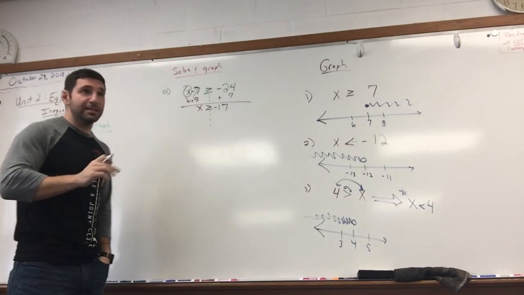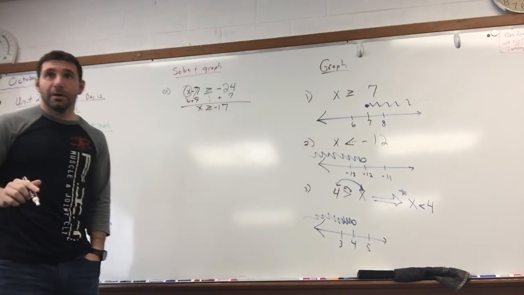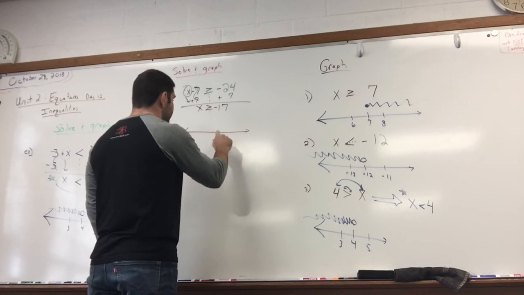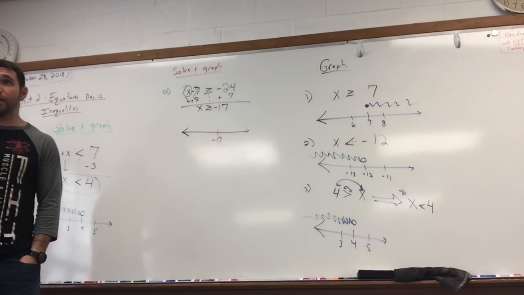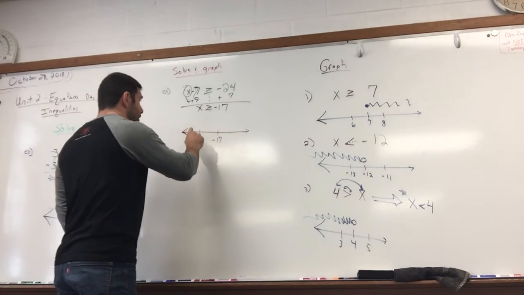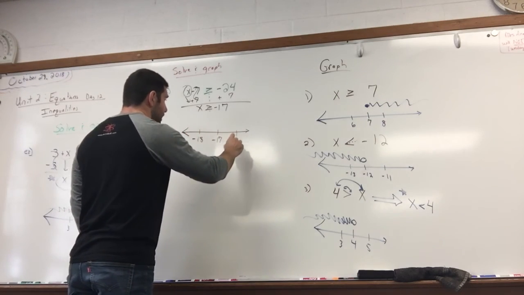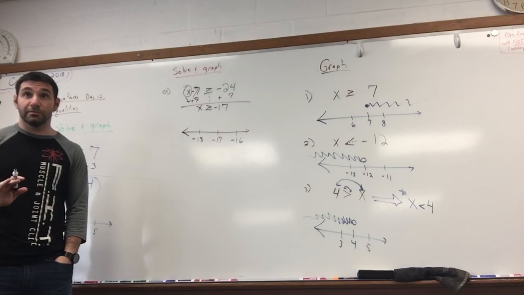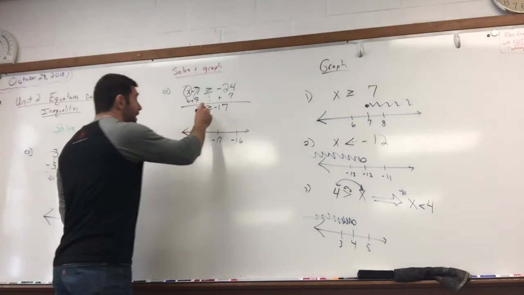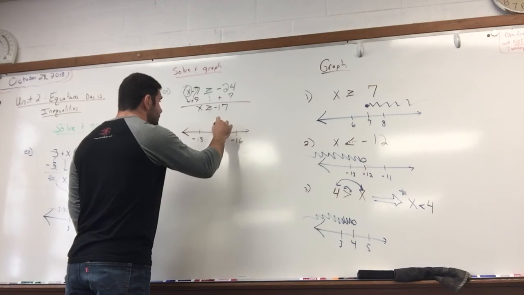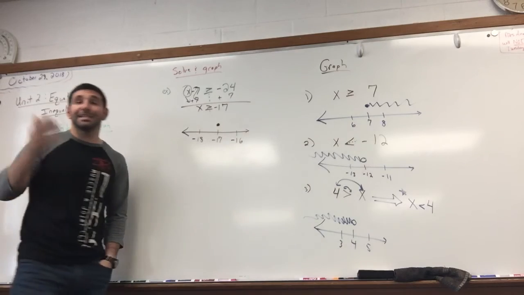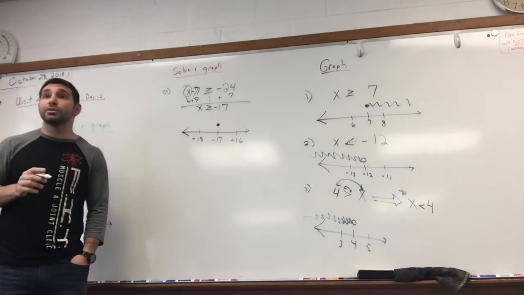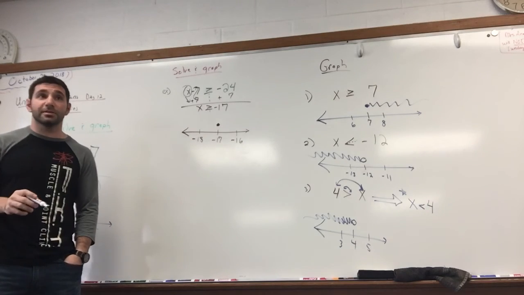negative 17. From there, I have to make my number line. That gives me negative 17 here. Questions on that? A number less than is negative 18. A number greater is negative 16. From here, it's greater than or equal to. The or equal to means that negative 17 is a possibility. So I make a closed circle because negative 17 is part of that solution set.